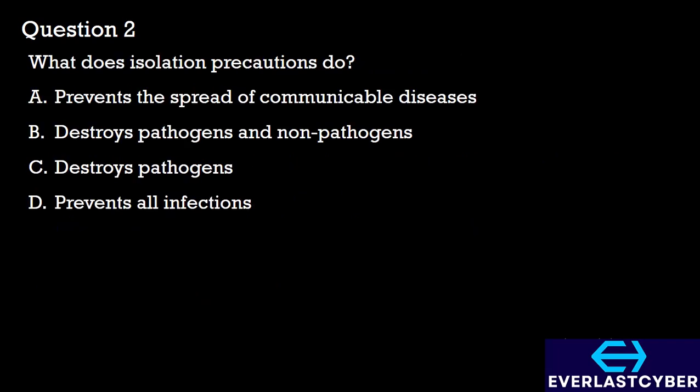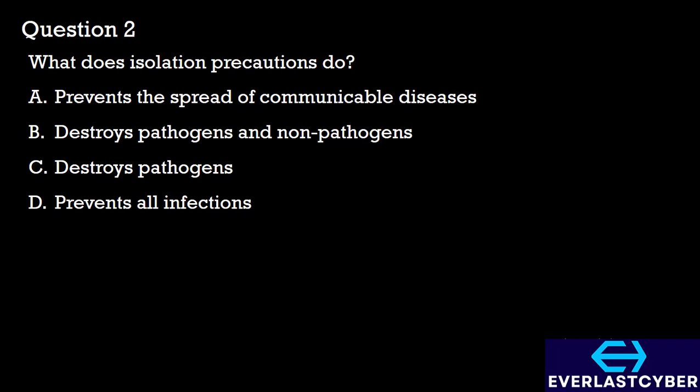Question 2. What do isolation precautions do? A. Prevents the spread of communicable diseases. B. Destroys pathogens and non-pathogens. C. Destroys pathogens. D. Prevents all infections.